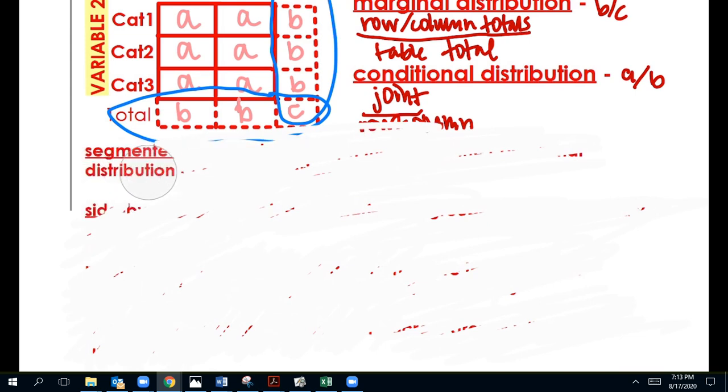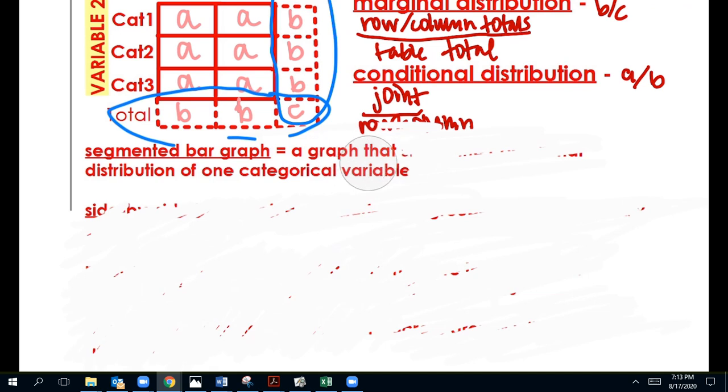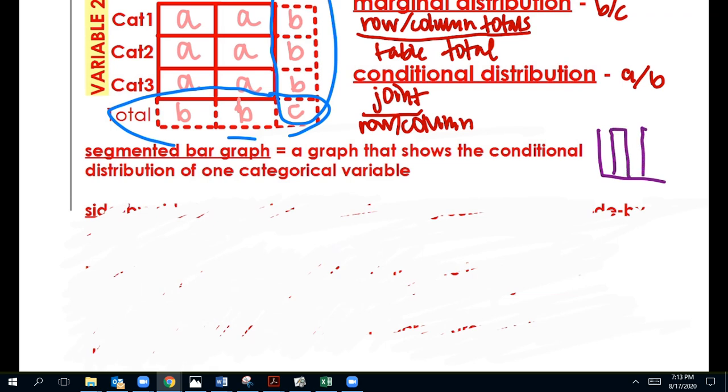So let's start with the segmented bar graph. I'm going to uncover this for you guys to write down. A segmented bar graph is a graph that shows the conditional distribution of one categorical variable. So what it looks like is if we draw a little graph here, and then we have two 100% tall bars, and then there's a couple of different variables represented in it. So that's a segmented graph with two 100% tall bars. I'm going to put 100% right there. And then we have two variables here.